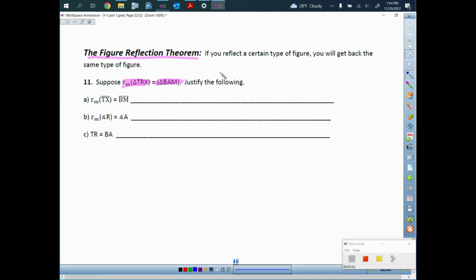They ask us to justify the following. Here, the reflection of segment TX over that same line should be segment BM. Well, this is not reflections preserve distance because it doesn't mention anything about distance. This doesn't do anything about angle measure, so it's not reflections preserve angle measure. They're reflecting a segment, and we are getting back the same kind of segment. That's why that is the figure reflection theorem. And as you can see here, aren't they reflecting an angle, and would you believe they got back an angle again? That is also the figure reflection theorem.